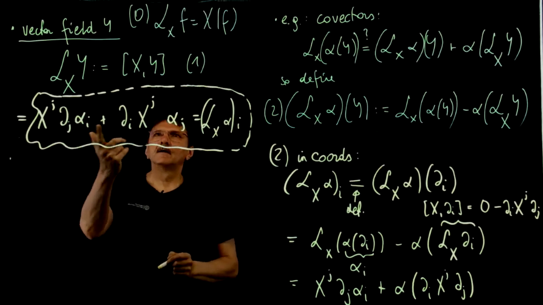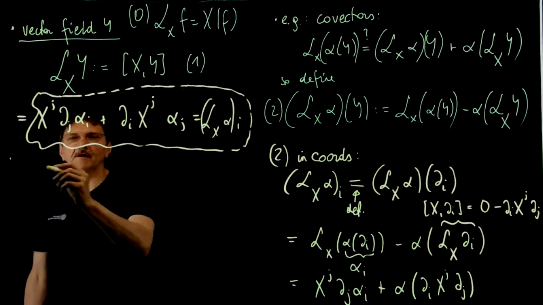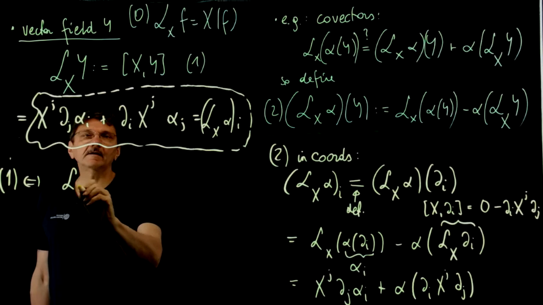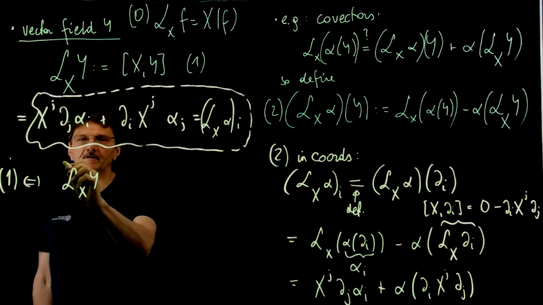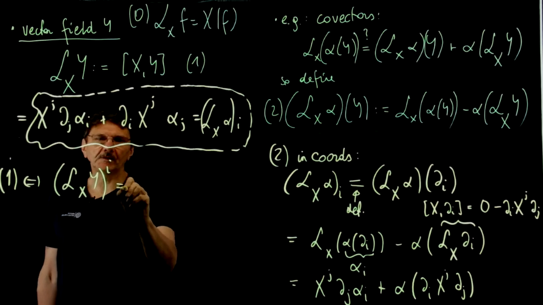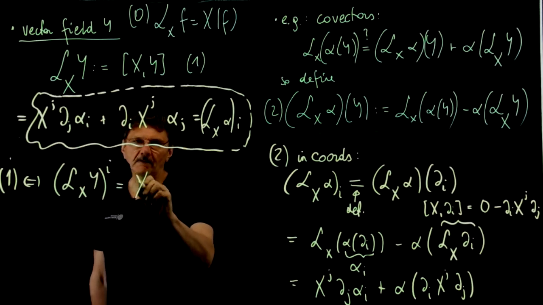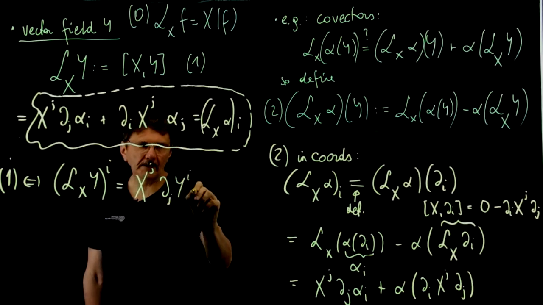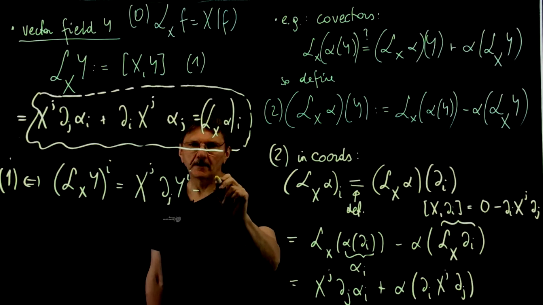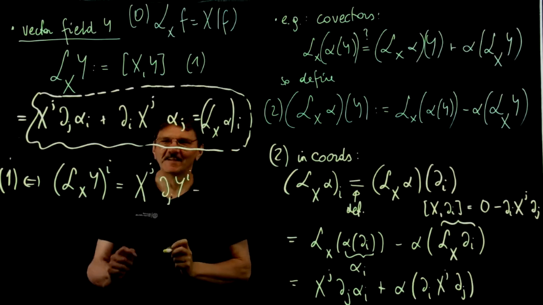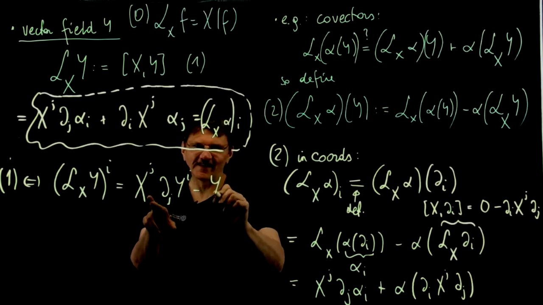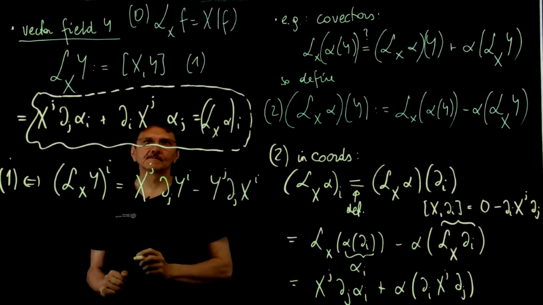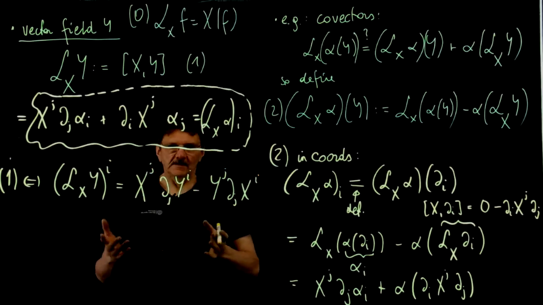So let's write one in coordinates to make it clearer what's the difference. If I look at the i component here, I'm going to get xj dj yi minus yj dj xi. So it looks a bit similar.